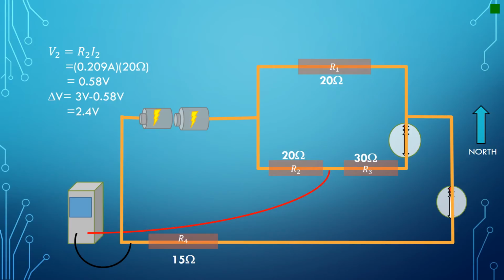The voltage drop through resistor 2 is given by V2 is equal to I2 times R2. Plugging in the calculated value for the resistance and conventional current through this resistor into the equation, we get that the voltage drop through resistor 2 is equal to 0.58 volts. To get the change of potential, we subtract the voltage drop at the resistor from the EMF of the batteries. Doing so, we find that the change in potential the voltmeter will read is equal to 2.4 volts. The voltmeter will read a negative value due to the fact that the negative terminal of the voltmeter is connected to the higher potential part of the circuit.